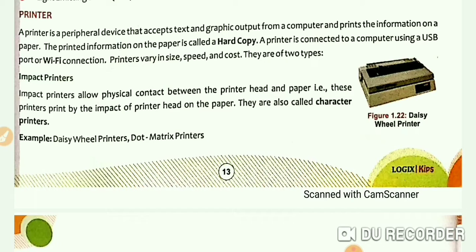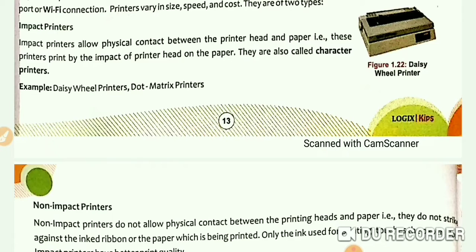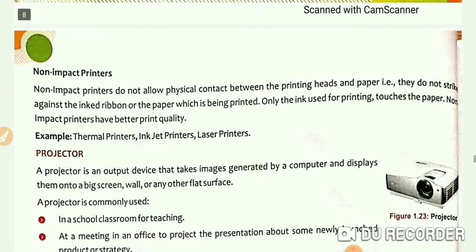Basically, there are two types of printers. The first one is impact printer and the second is non-impact printers. Impact printer allows physical contact between the printer head and the paper. These printers print by the impact of printer head on the paper. They are also called character printers. Example, daisy wheel printers and dot matrix printers.